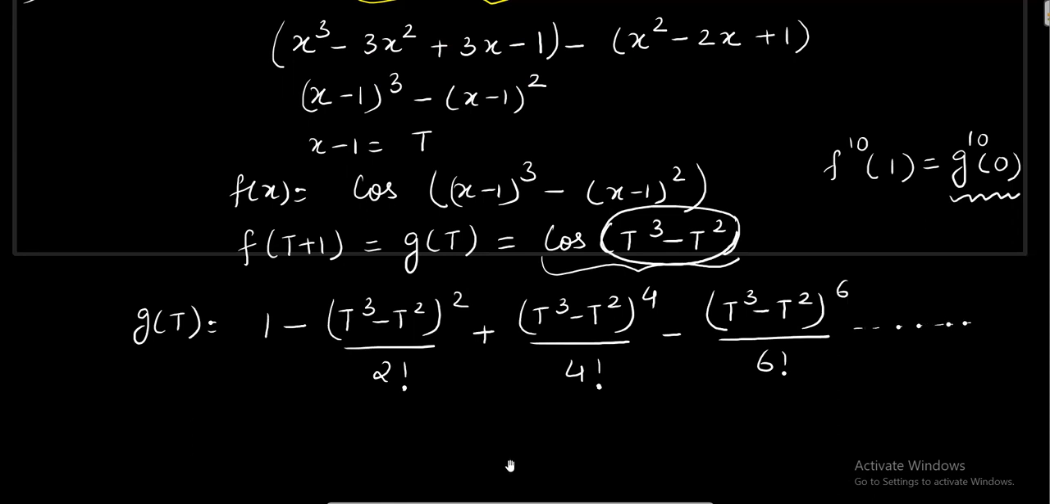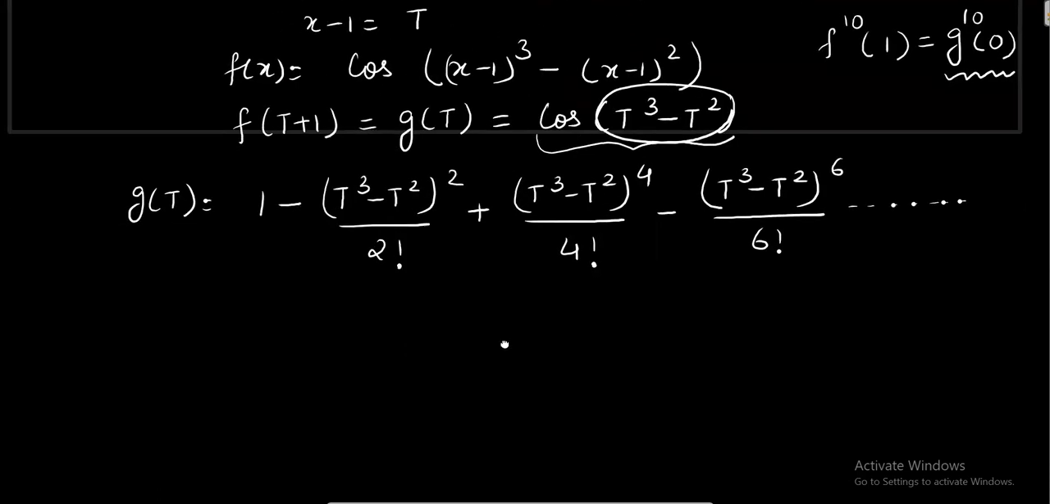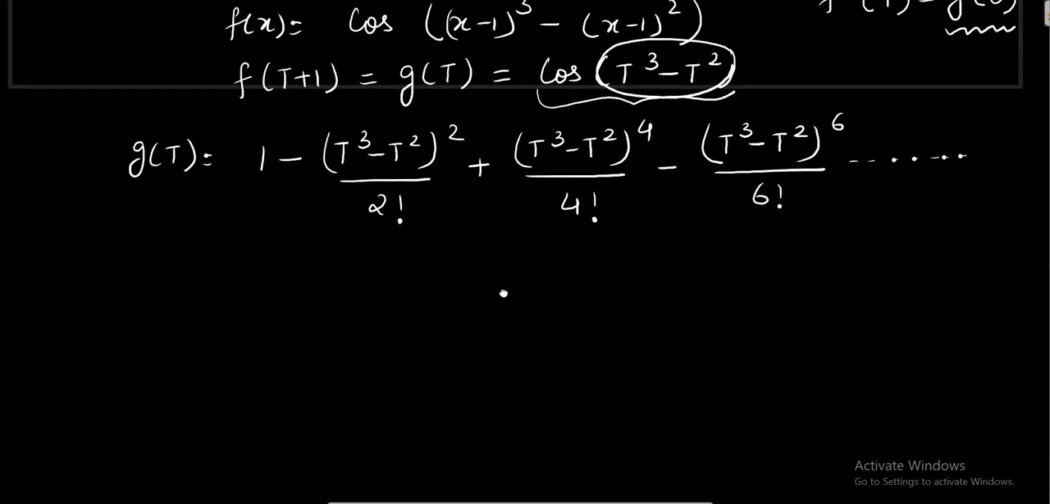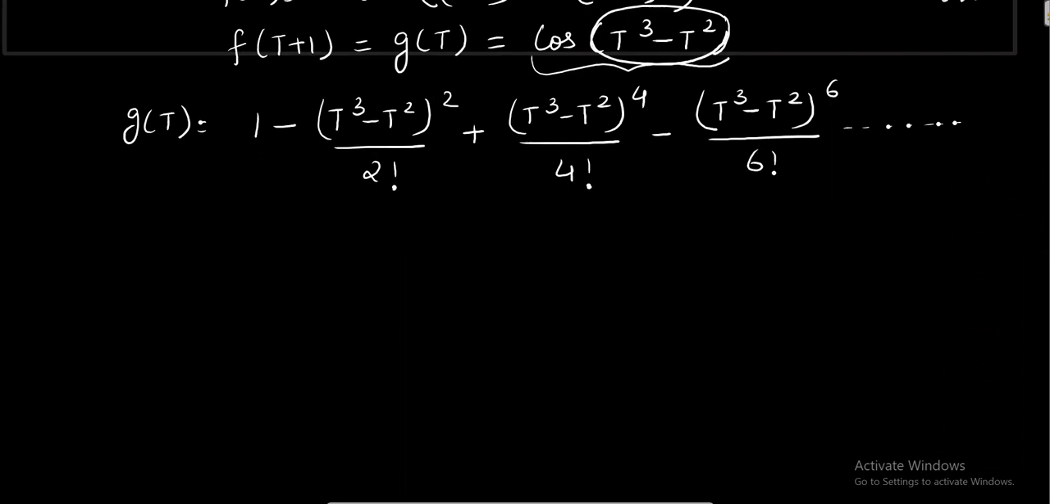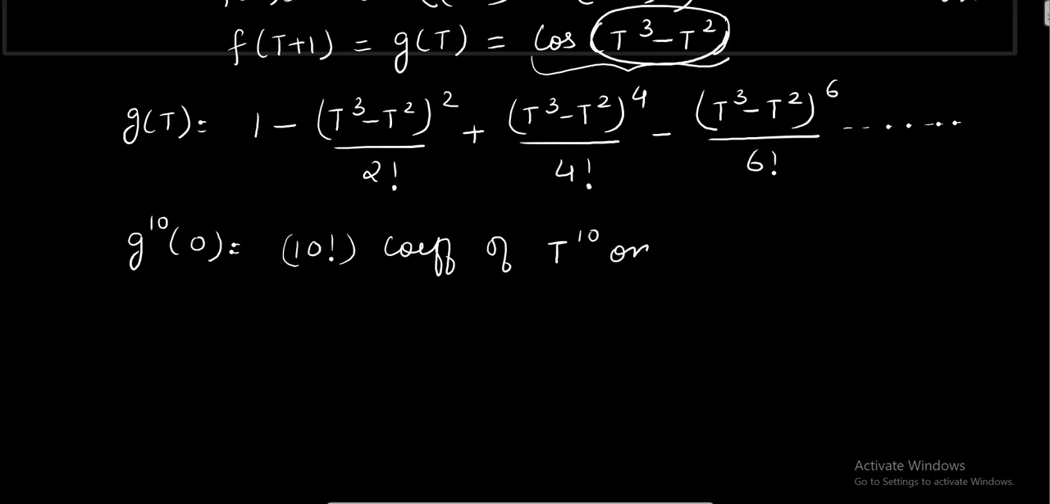So here is the expansion of g of t, and what I need to calculate is the 10th derivative of g at t equals 0. So let us proceed. I will write that the 10th derivative of g at t equals 0 is going to be equal to 10 factorial times the coefficient of t raised to the power 10 on the right hand side of the expansion.